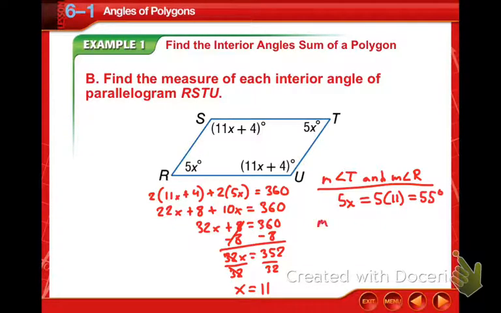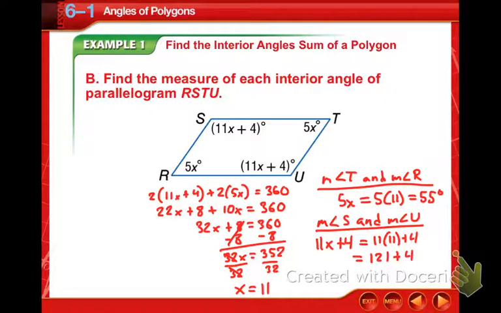And then for the measures of angle S and U, we're going to use the 11x plus 4. Again, plug in the 11. 11 times 11 is 121, plus 4 gets us 125 degrees. So those are the answers we're actually looking for in this problem. All right, pause it if you need to. The next problem.